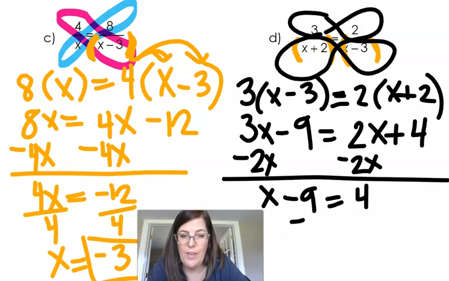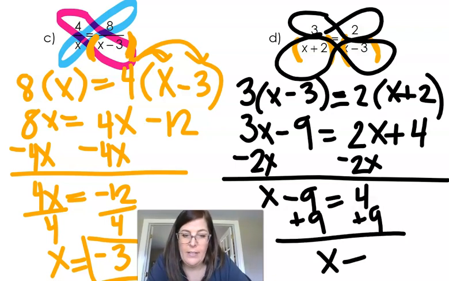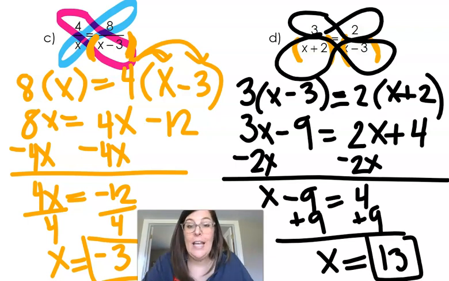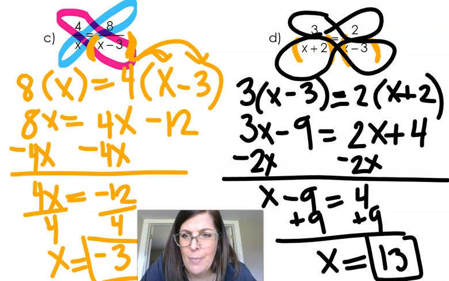Let's solve it. Now move the 9 over. All right, I'm getting a little giddy here, a little crazy. It's okay, it's the end of the year. Oh, I wish we were together so I could drive you crazy in person. x is 13. Type it in the box.